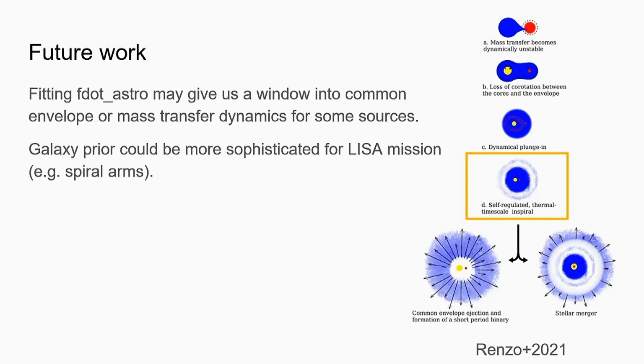In future, defining a more informed prior on f.astro might help us figure out which systems are common envelope, using that as a search parameter, and the galaxy prior could also be updated to have some more features of the actual Milky Way that we know about.